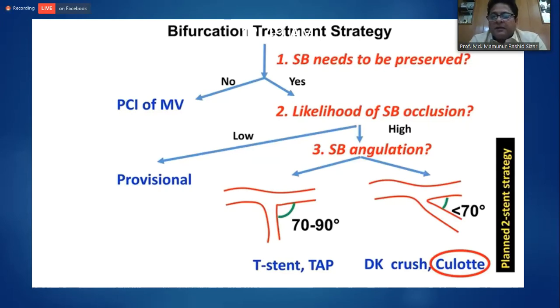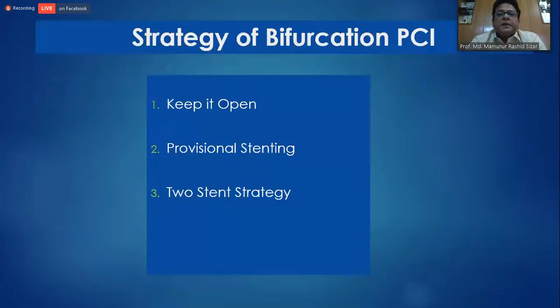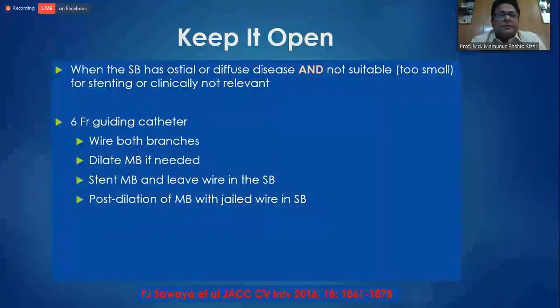And here the angulation is one of the most important factors. If the angulation is 70 to 90 degrees, then T-stenting and TAP technique should be used. In case of less than 70 degrees, DK crush and Culotte are the techniques. The strategies for bifurcation are, as already said, keep it open, provisional stenting, and the two-stent strategy. When will we keep it open?